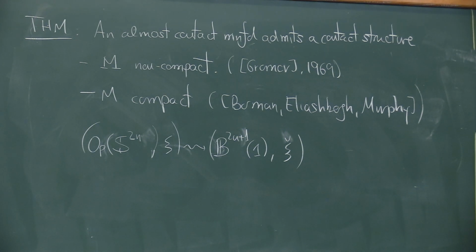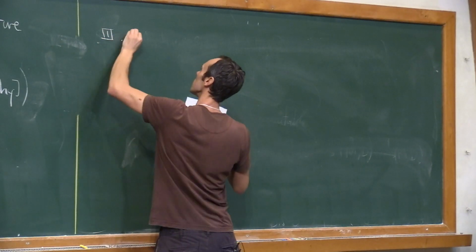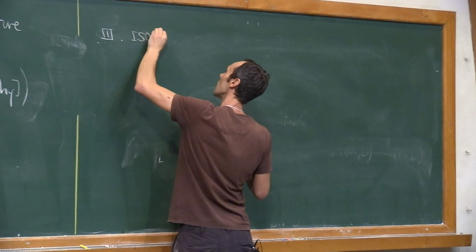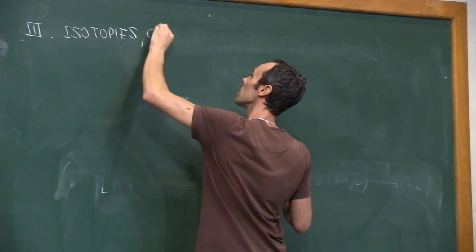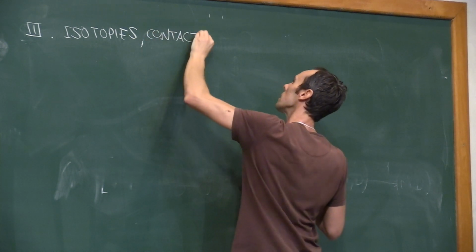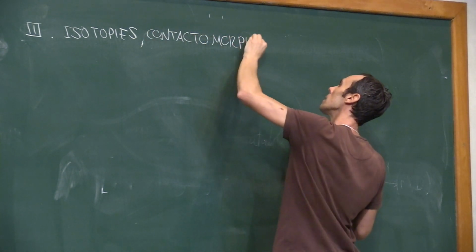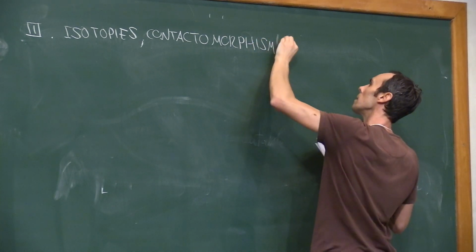So I'll say a little bit more of the kind of contact structures that emerge in this theorem, but for that I really need to continue with a bit more of theory, also to make precise the theorem. So for that, let me discuss very briefly isotopies, contact homotopies and Gray stability.